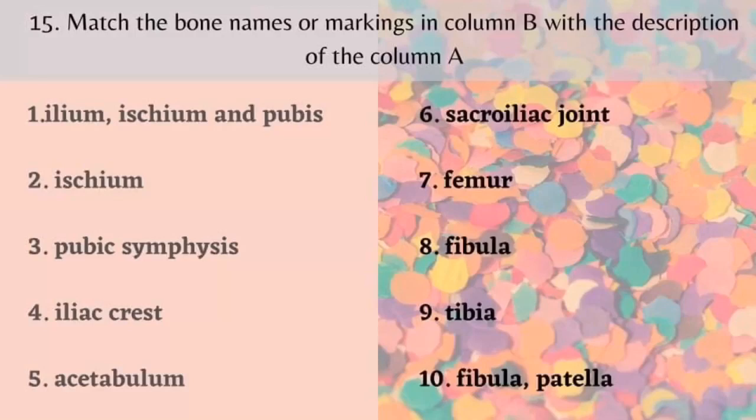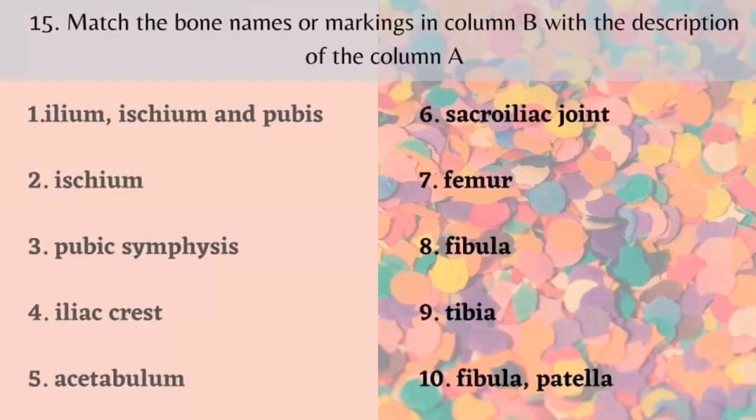So next is another matching of bone names. Number 1, fused to form the coxal bone. Our answer is ilium, ischium, and pubis. Number 2, also called sit-down bone of the coxal bone. Our answer is ischium. Number 3, points where the coxal bones join anteriorly. Our answer is pubic symphysis. Number 4, superior-most margin of the coxal bone. Our answer is iliac crest.